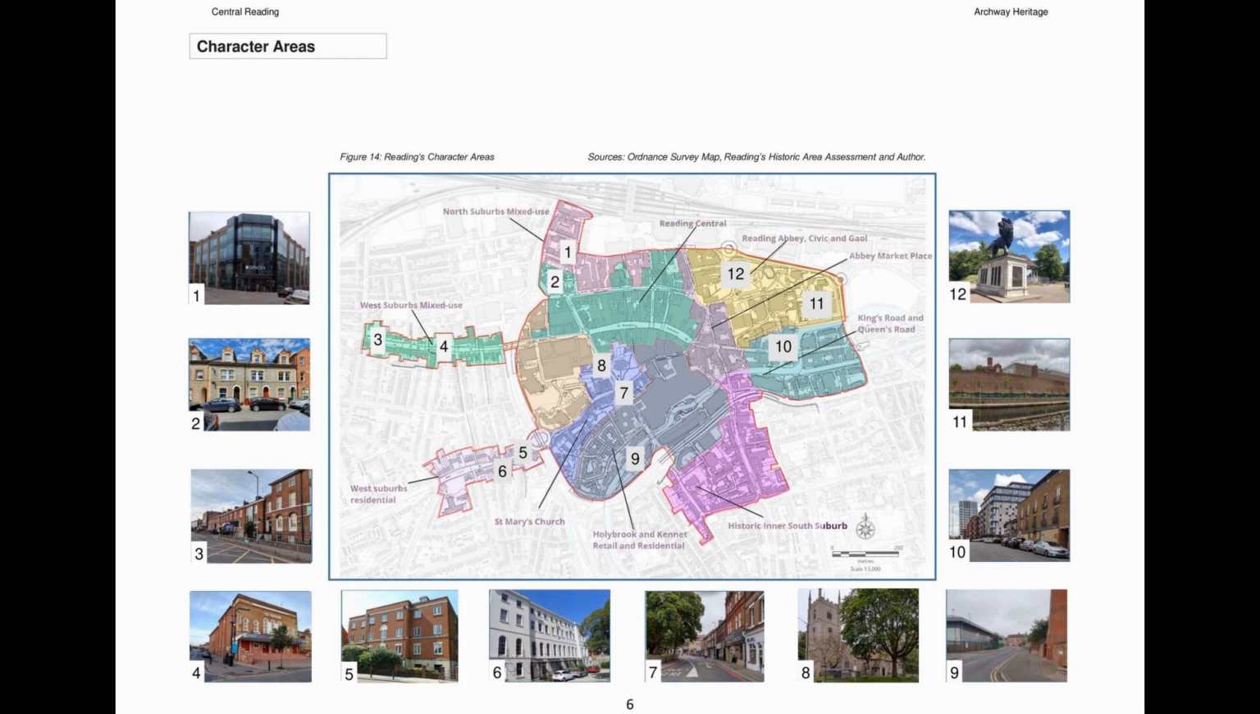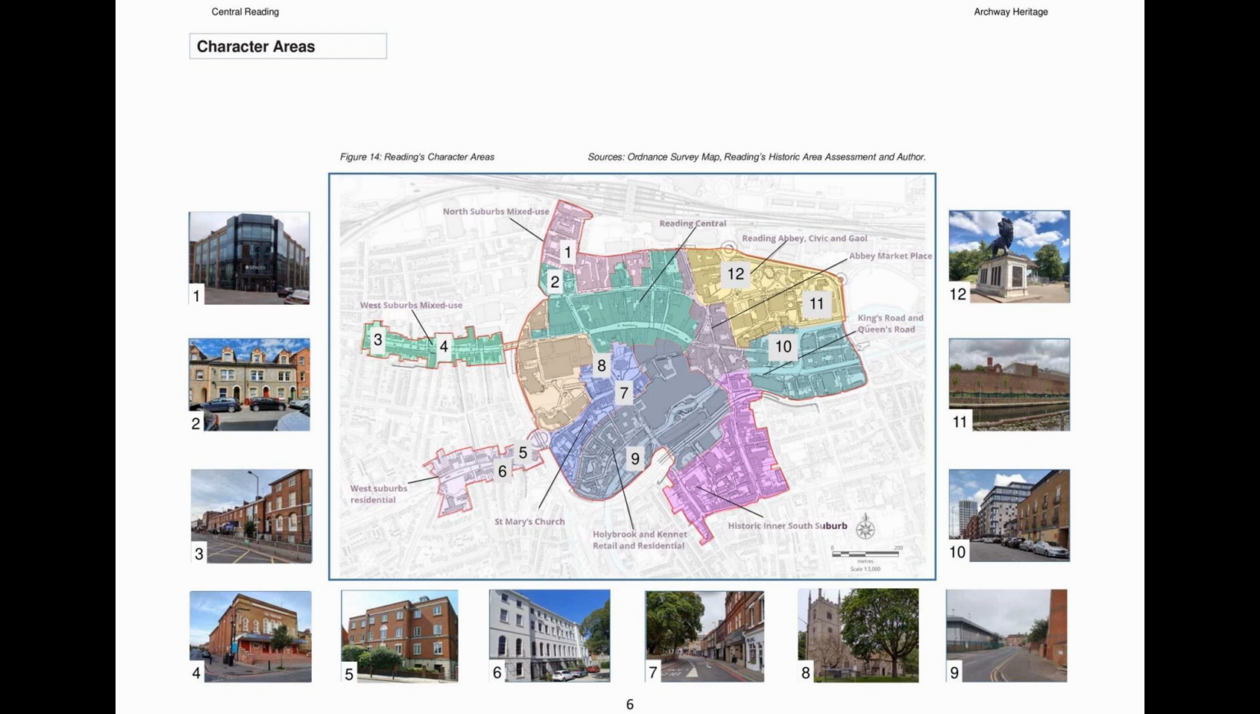Having assessed the modern morphology, we can now identify character areas, which is best demonstrated through a colour-coded map. Each character area is unique and the result of historic development within each of those specific zones. Some are urban and some are suburban. The focus for the trial design guide is 3 character areas: Reading Central character area, Reading Abbey, Civic and Jail character area, and the inner suburb character area, centred on London Street.